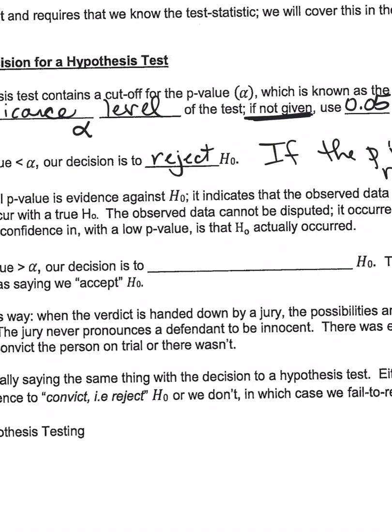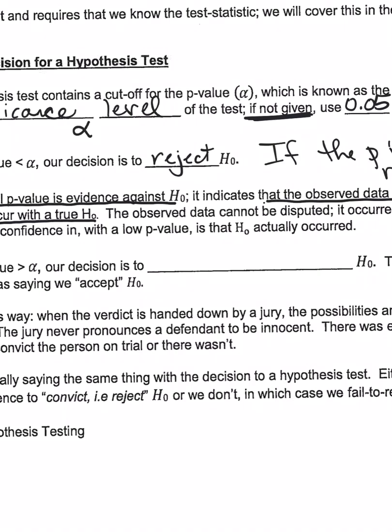Think about why that is. A small p-value is evidence against H naught. It indicates that the observed data is highly unlikely to occur with a true H naught. Isn't that what we said with the basketball example? If he only really has like a 3% probability of only making 14 out of 24, if it's true, and he actually does that, then it's probably the truth is not the truth. All right. So we always say we reject.